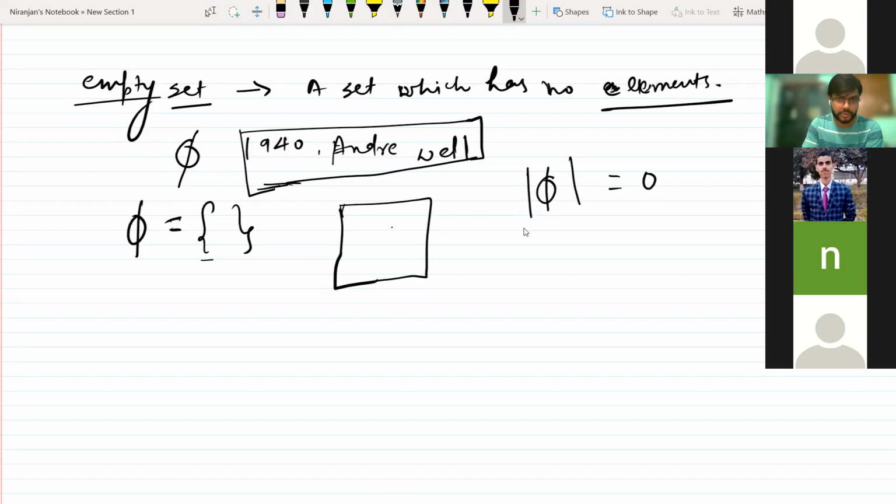Why? Because there's nothing here. And also, can you count any commas? There are no commas, there's nothing. That method works only when you have a number of commas, so that's how you add 1. Here you can't do that because it's an empty set and it has no elements. So the cardinality of the empty set will be 0.